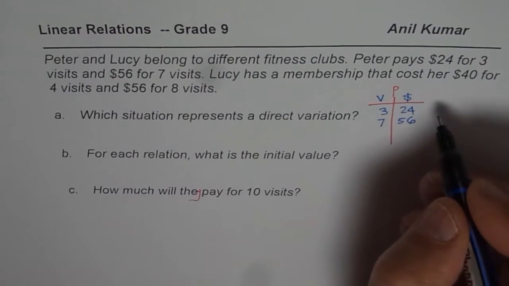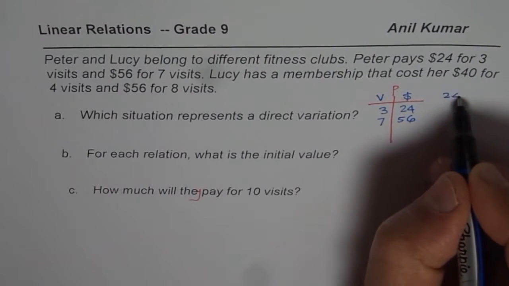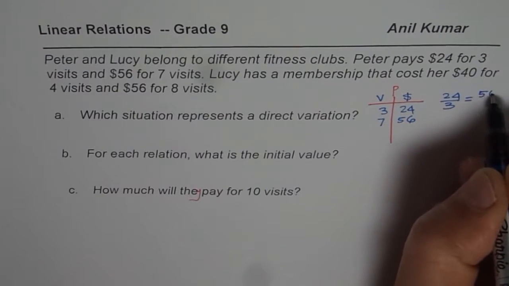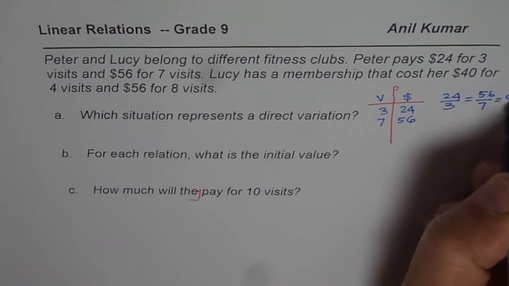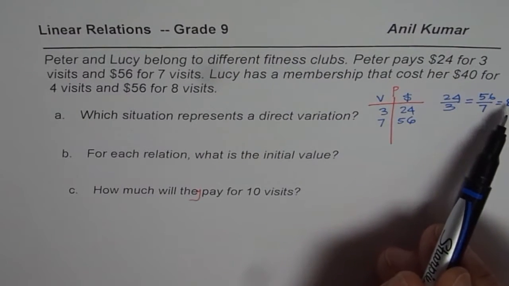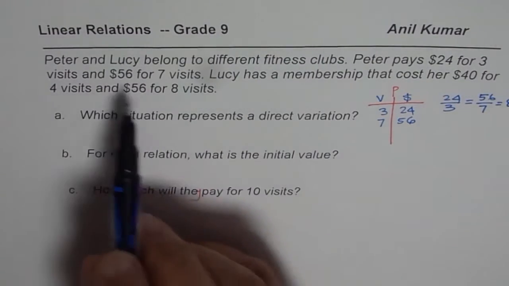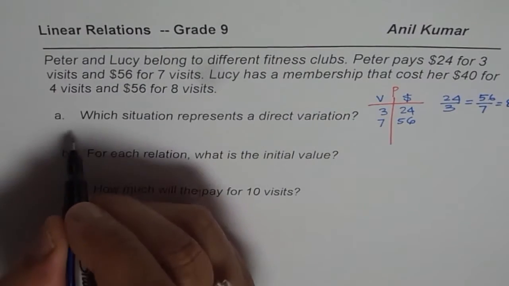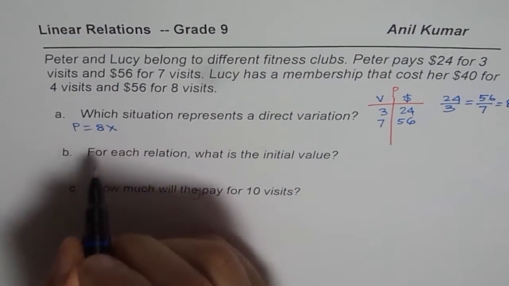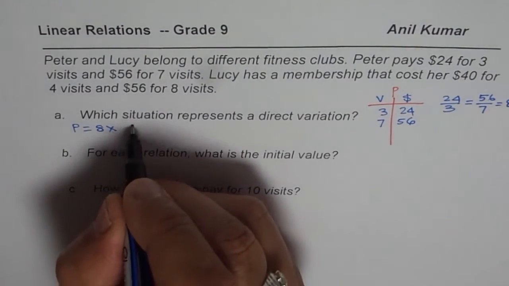So in this particular case, 24 divided by 3 is equal to 56 divided by 7, and both are equal to 8. That means Peter is paying at the rate of $8 per visit. Therefore Peter's relation is direct variation. So for Peter, the equation could be written as 8 times x, where x is the number of visits. You get the idea? And that is direct variation.